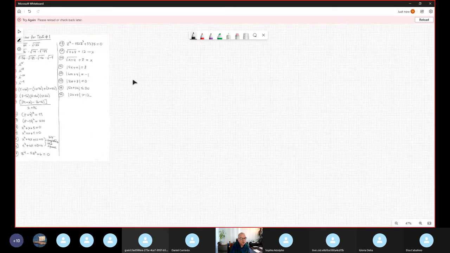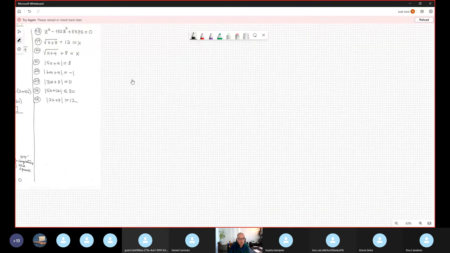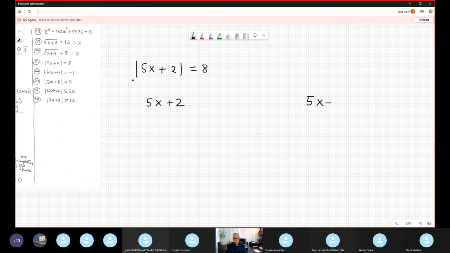Okay, equation 21: absolute value of 5x plus 2 equals 8. Wow, easy. Remember the strategy? You copy the expression twice in the equation. Since we are doing an equation, you copy 8, and you copy negative 8, because we have two solutions. And the rest is easy. Linear equations, solve them both, and that's it. 5x is equal to 8 minus 2. 5x equals 6, x equals 6 divided by 5. First solution is 6 over 5.